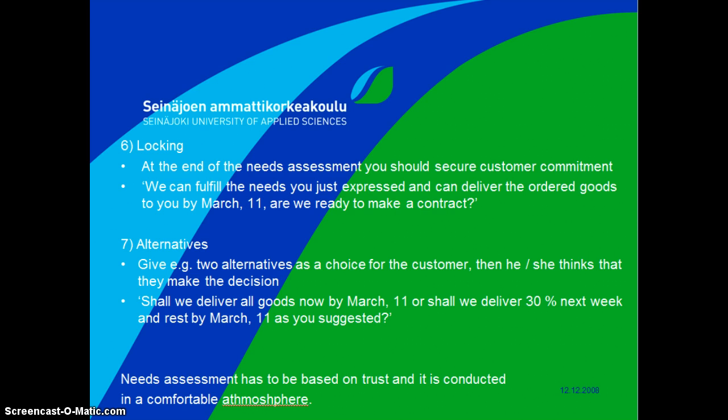So you could, for example, make two suggestions. Shall we deliver all goods by March 11th, or shall we deliver 30% next week and the rest by March 11th, as you suggested? There you give an option to the client. They have an option for control. They feel that they are in control.